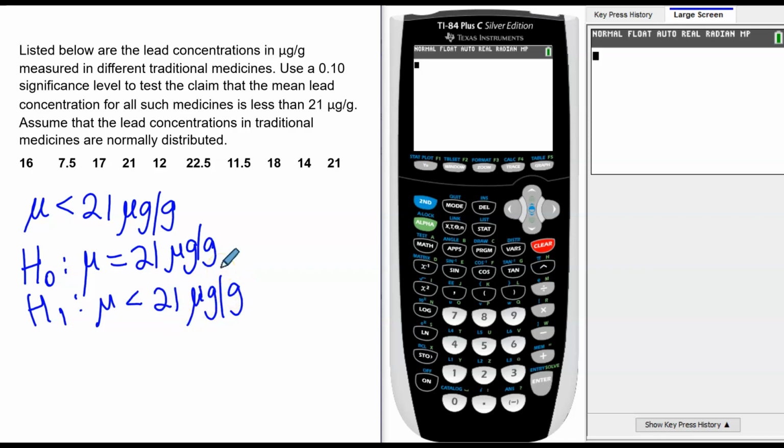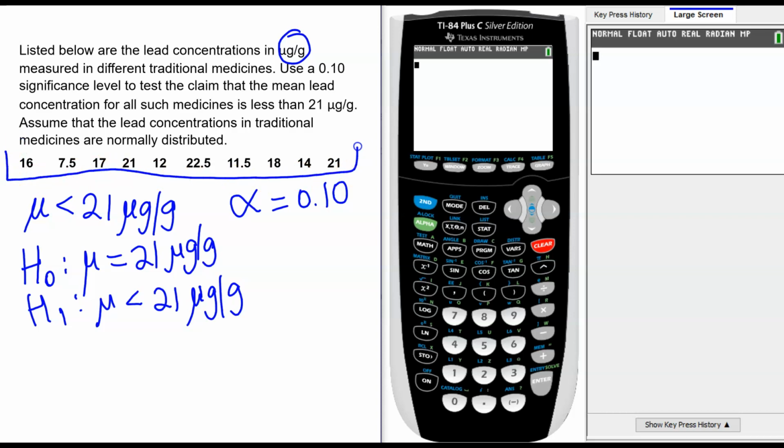We're testing population mean and we're using the given measurements. Our significance level alpha is equal to 0.1 or 0.10. And we are given the raw set of data. We will need to enter it in the calculator.